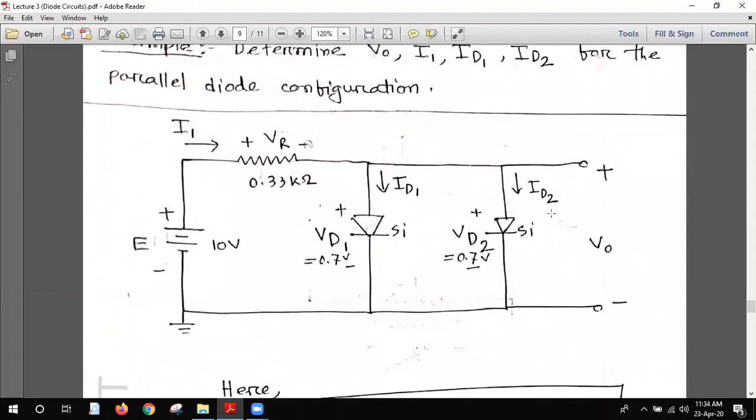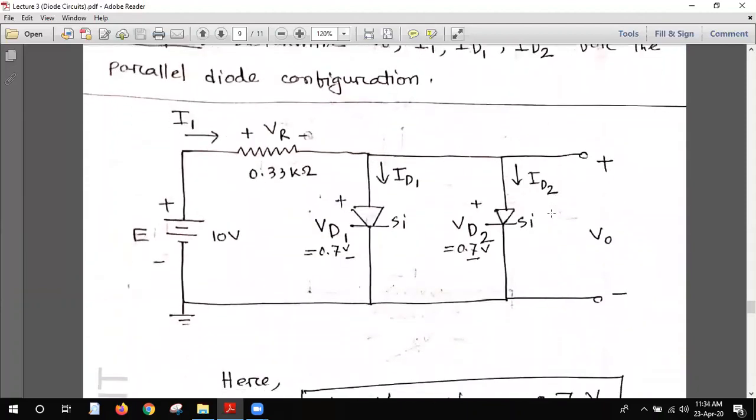So why are these two diode currents the same? Because both diodes have the same voltage, and both diodes have the same configuration. That's why the current I1, when it comes to this node, we all know that at the node, that is KCL, the entering current equals the exit current. So the current will be divided equally between diode 1 and diode 2.